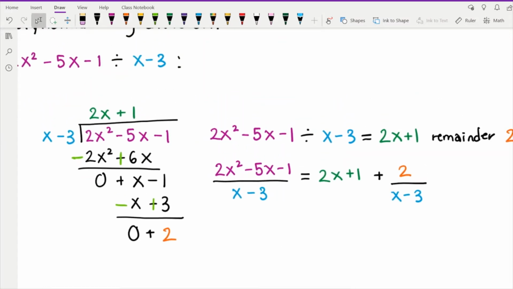Okay, so that is how polynomial long division works. I know that if this is your first time seeing this, you probably need more practice, so we're going to do a couple more examples.